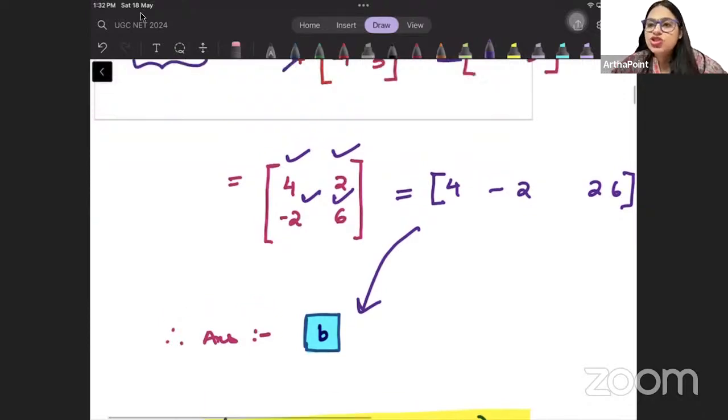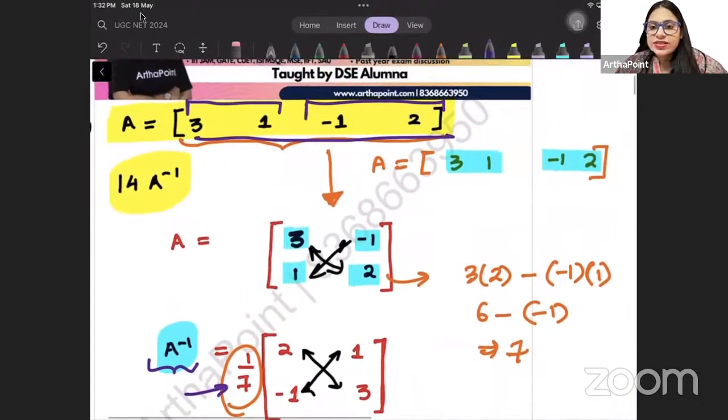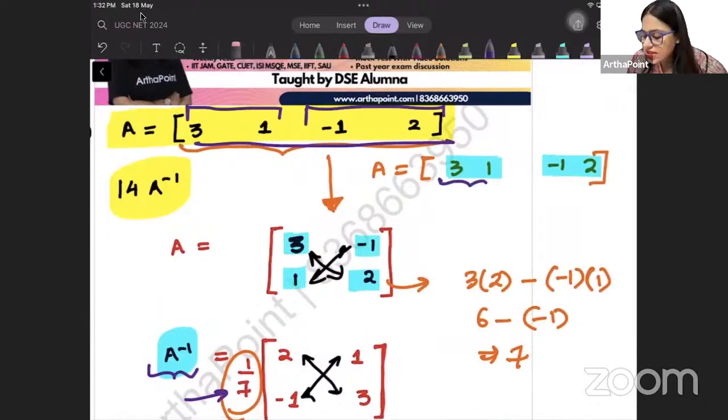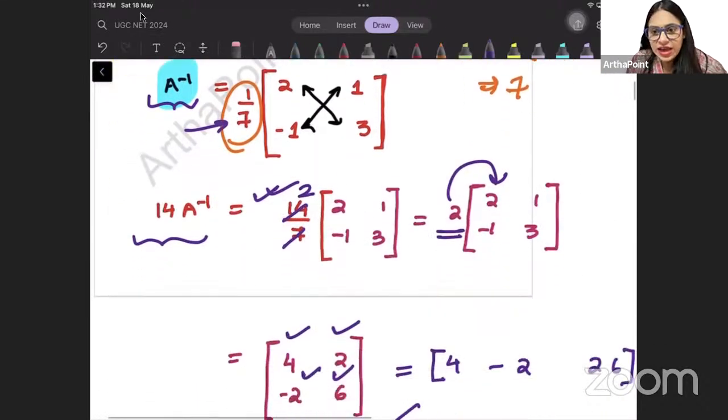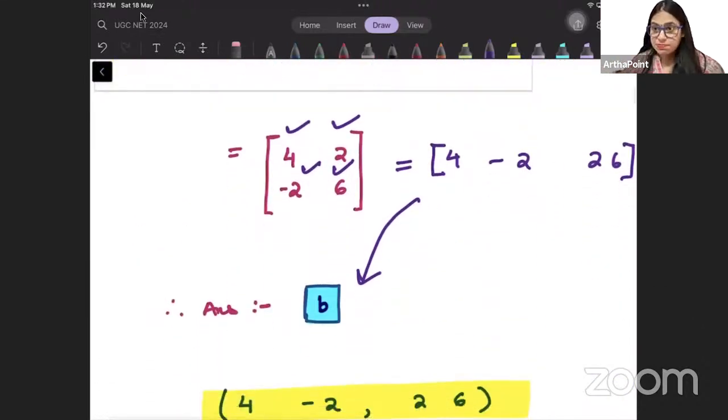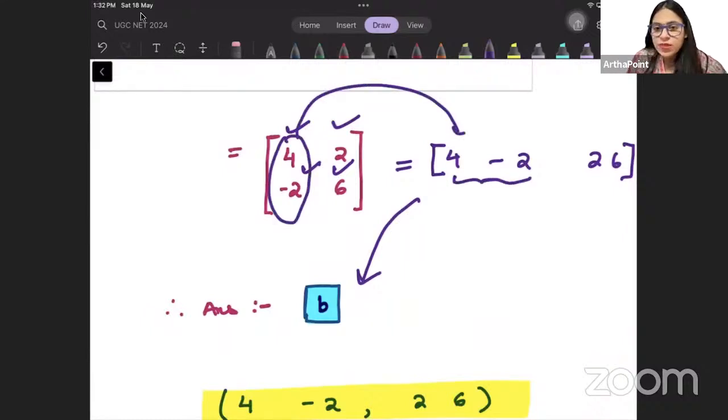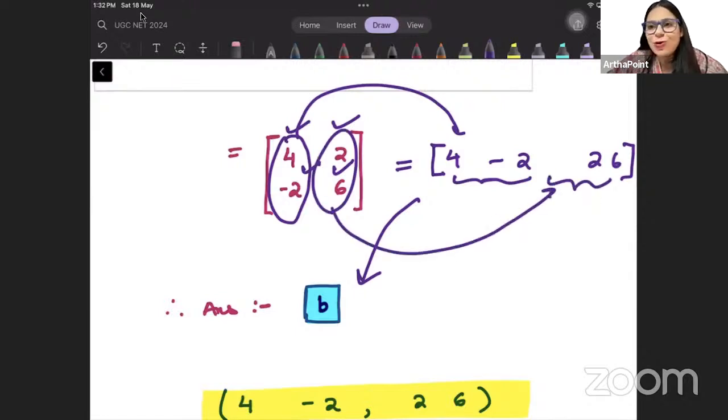Very simple. Just make sure that if you have considered this as your first column and this as your second column, when you rewrite this back after solving, you first write the first column and then write the second column. Otherwise, your answer will go wrong.